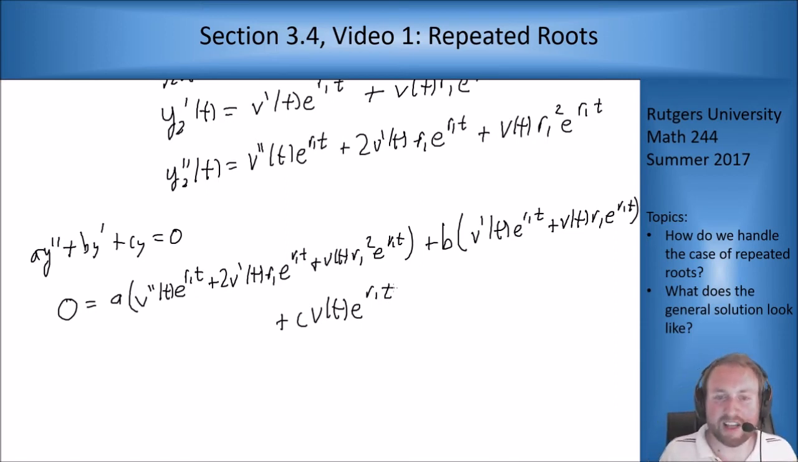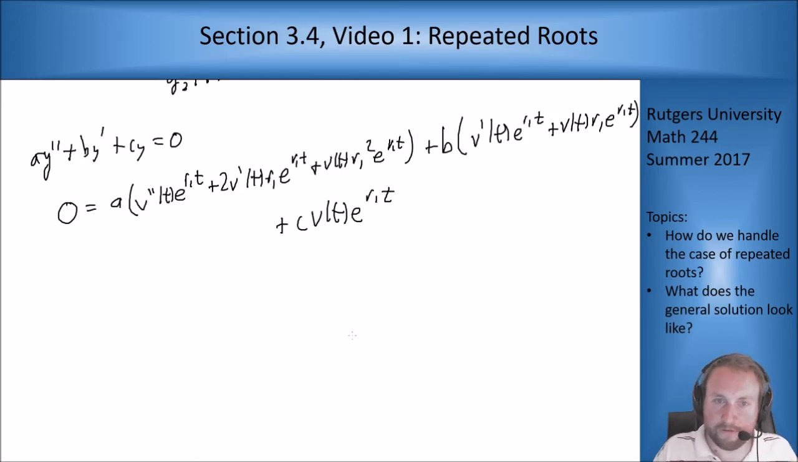And now what I want to do is group all the terms based on the order of derivative they have in V. So group the V double primes together, group the V primes together, and group the V's together and see what pops out of that. Although first, to make things easier, I can get rid of all of the e to the R1T's, right? Every single term has an e to the R1T in it. So I can just divide that out. We'll be happier in the bit once we realize we can do that. So let's group all of the V primes together, all of the V double primes together, and all of the V's together and see what happens.